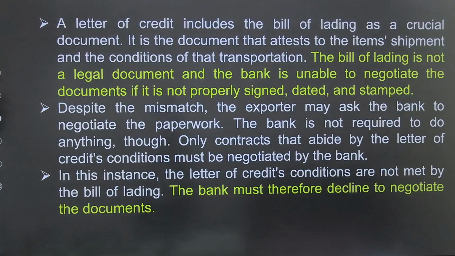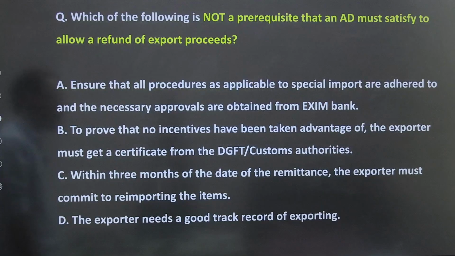Despite the mismatch, the exporter may ask the bank to negotiate the paperwork. The bank is not required to do anything though. Only a document that abides by the letter of credit conditions must be negotiated by the bank. In this instance, the letter of credit conditions are not met by the bill of lading. So the bank must therefore decline to negotiate the documents, right? So these are the statements or consequences, right?